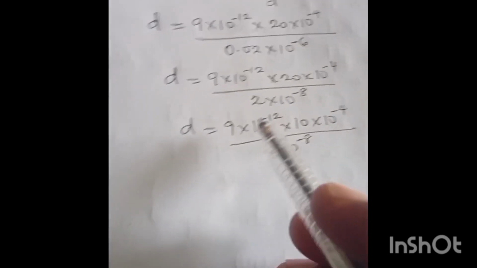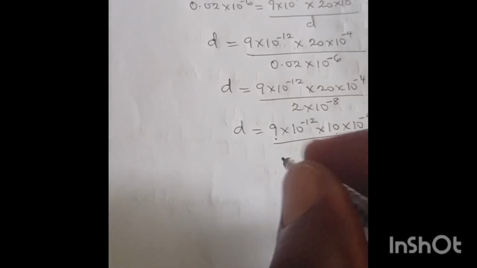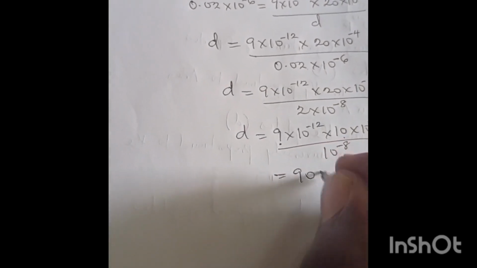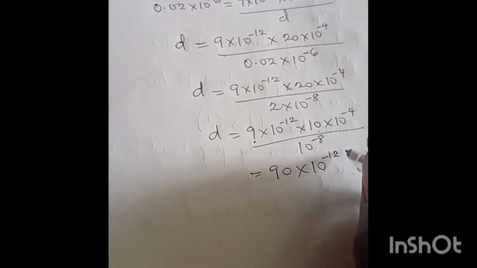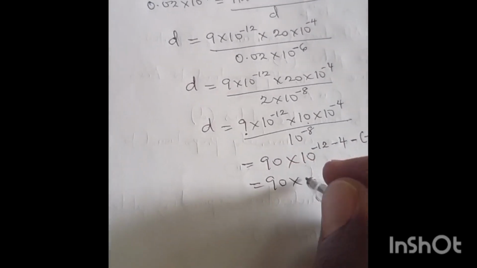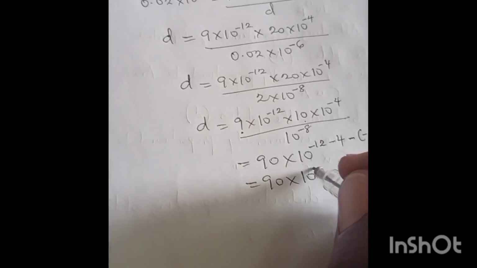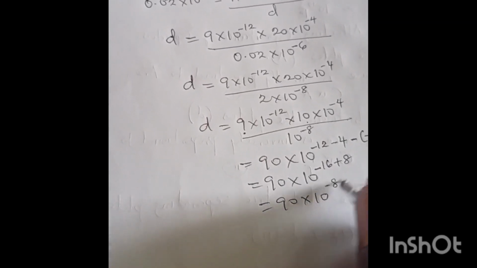Now, 9 times 10 is 90. I'm only working with numbers now, only numbers, not the family of things. 9 times 10 is 90. I have 90. Now combine according to indices. This is minus 12 plus minus 4. This division is a minus, so minus 8, which means 90 times 10 raised to the power minus 16 plus 8. 90 times 10 raised to the power minus 8.